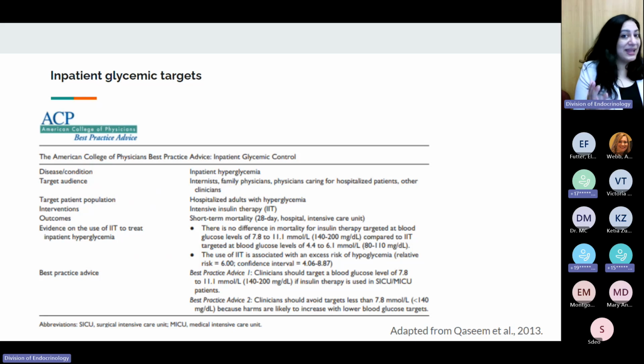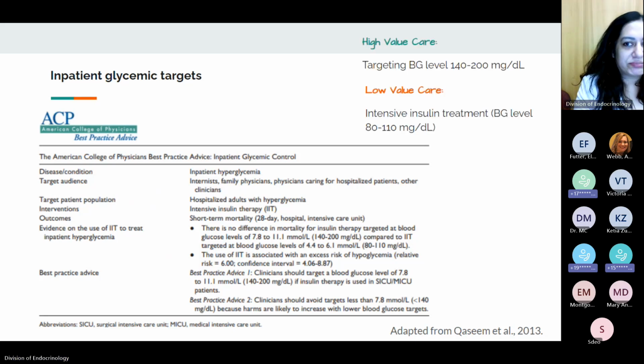And of course, anticlimactic now, but we all know that tight glycemic control actually has worse outcomes, longer length of stay, increased risk of severe hypoglycemia. And so we recommend more loose targets in our critically ill patients for that reason. But this is something that was not common practice before and that we learned through examining our practices.